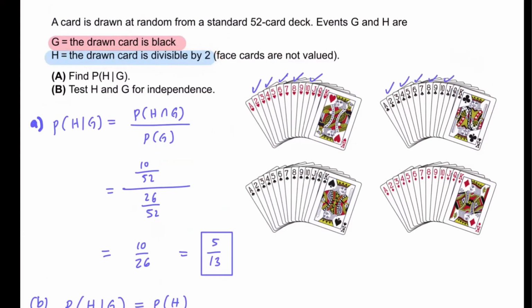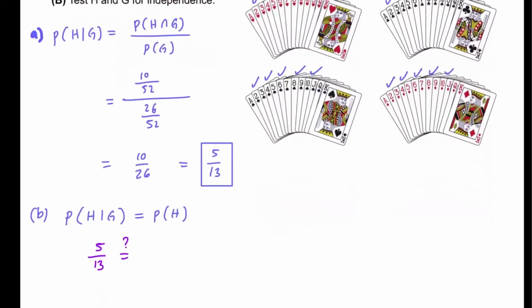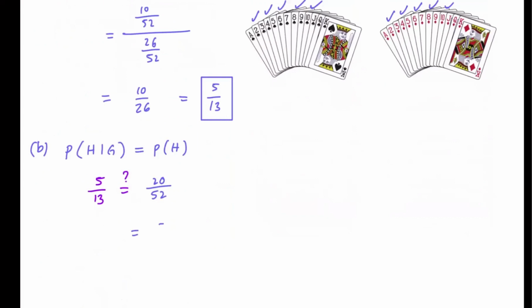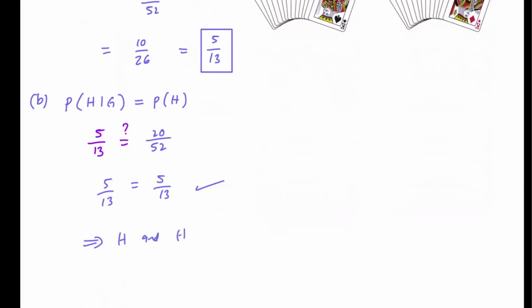As you can see, I'm checking those off. Then I also have 5 cards here that are divisible by 2 and 5 cards here. So you can see that there are 20 of them. The probability of H would be 20 out of 52, and you can simplify this to 5 over 13, which is equal to 5 over 13. So check. This implies that these events, H and G, are independent. That is our statement for this particular experiment.